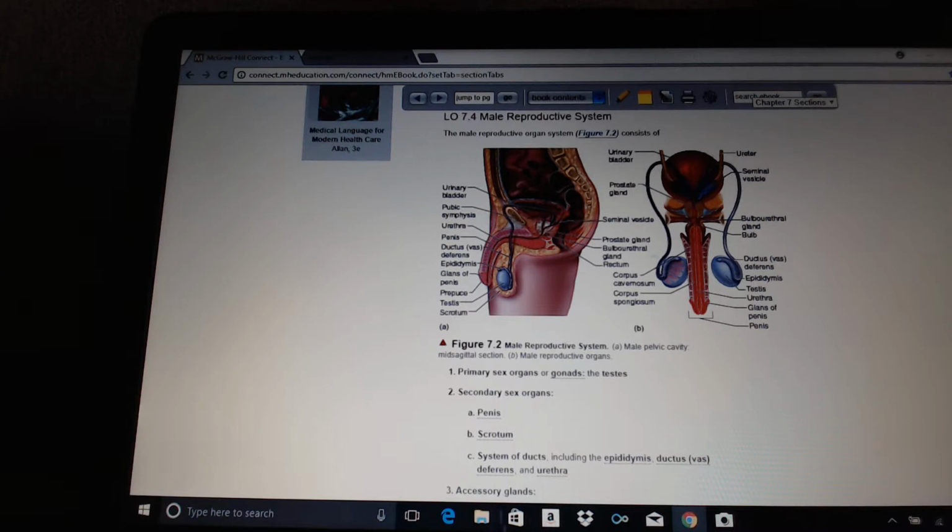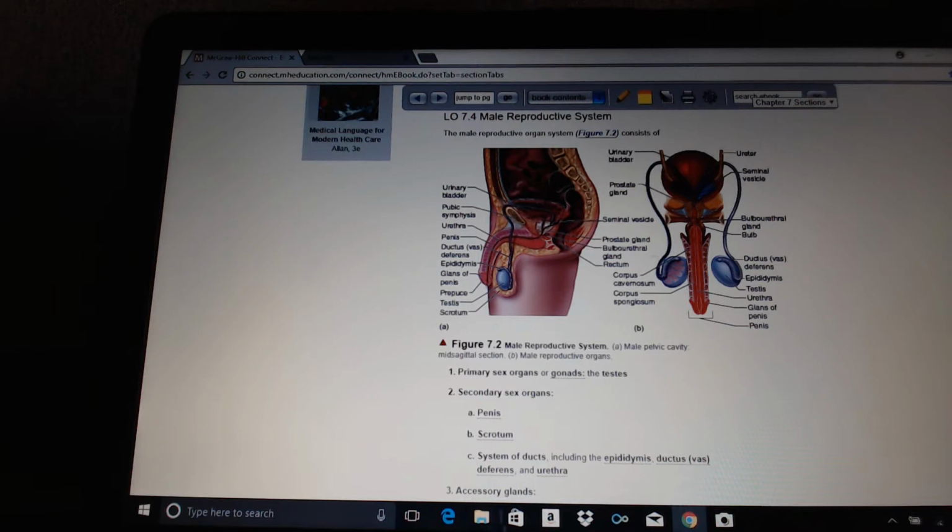There's the prostate gland, and you'll notice that the urethra is going to be surrounded by the prostate gland. It's kind of a donut-shaped structure. And again, the urethra passes through that, and it secretes about 30% of seminal fluid, and it activates the sperm and makes the sperm's tail start moving.